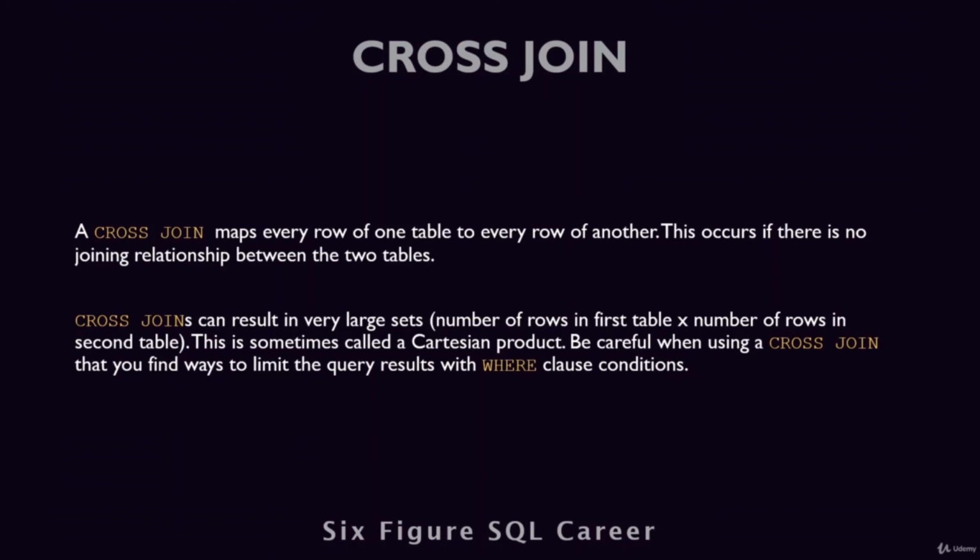A cross join maps every row of one table to every row of another. This occurs if there is no joining relationship between the 2 tables. Cross joins can result in very large sets because the number of rows in the first table is multiplied by the number of rows in the second table. This is sometimes called a Cartesian product. Be careful when using a cross join that you find ways to limit the query results with where clause conditions.